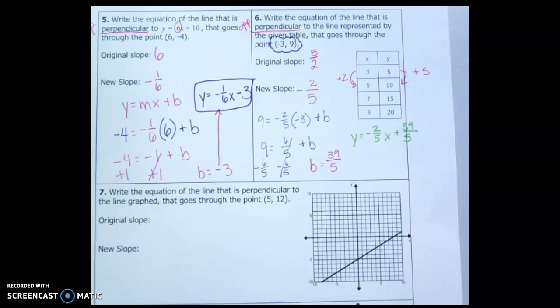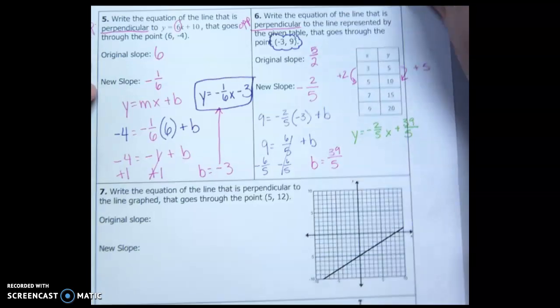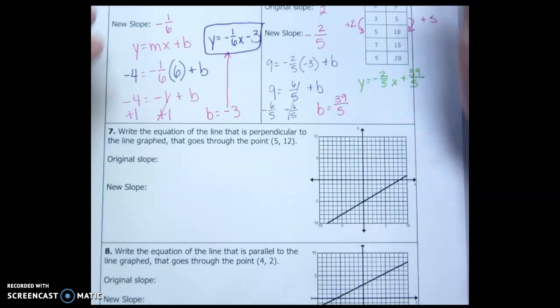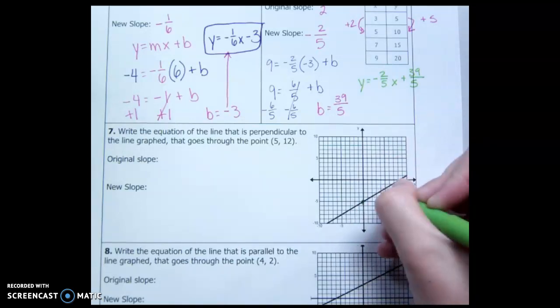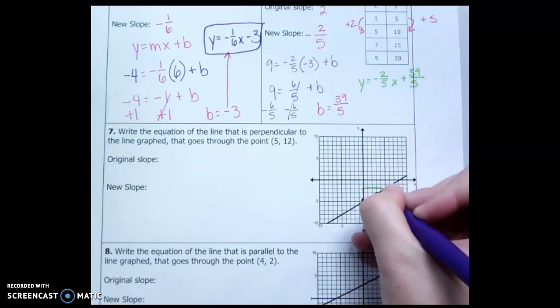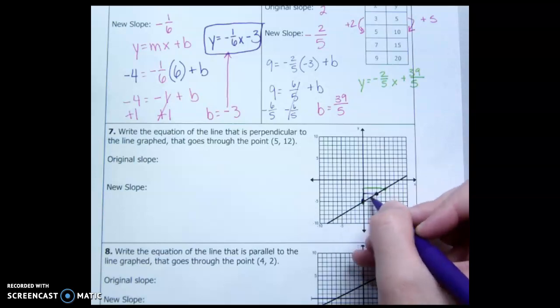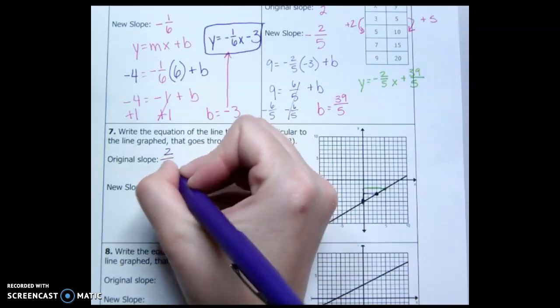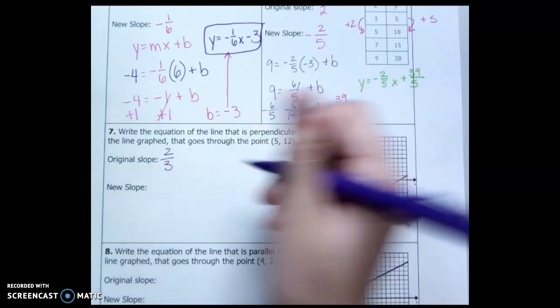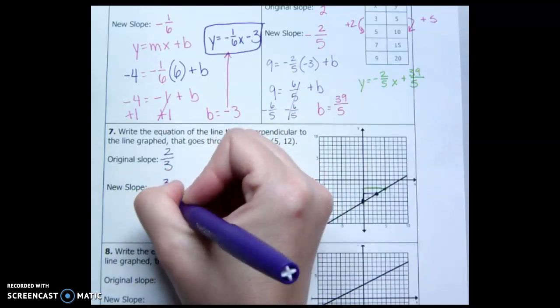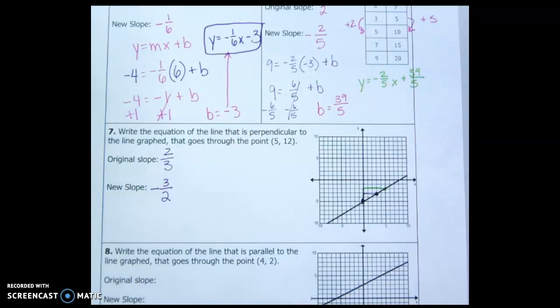Yay! Alright, number 7. We're going to write the equation of the line that is perpendicular to the line graphed. It goes through the point (5, 12). So I have to find the slope of this line first. Okay, so I'm going to pick 2 perfect points. Alright, so 2 perfect points. Here and here. So that is 2 over 3 is my original slope. My new slope is going to be opposite, negative 3 over 2. And it goes through the point (5, 12).